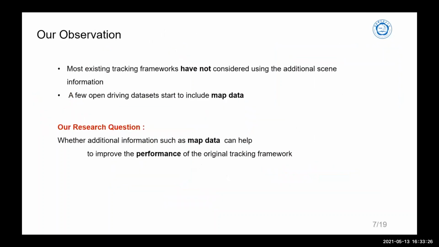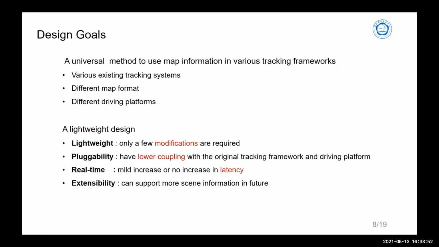We observe that most existing tracking frameworks have not considered using the additional scene information, even though a few open driving datasets have started to include the map data. So we raised our research question: whether additional information, such as the map information, can help to improve the performance of the original tracking framework. Our main goal is to design a universal method to use map information in various tracking frameworks.